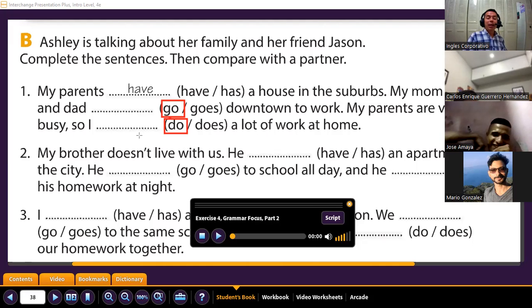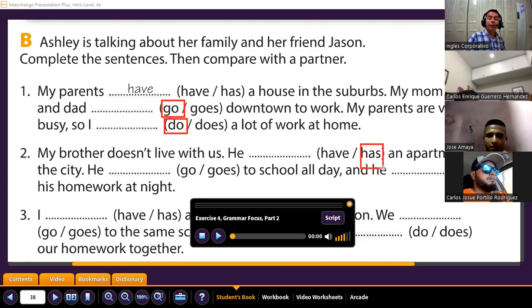Ok. My mother doesn't live with us. He have or he has an apartment? He has. An apartment in the city. He go or he goes?